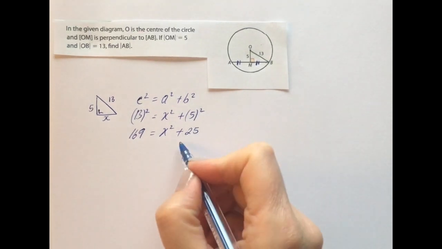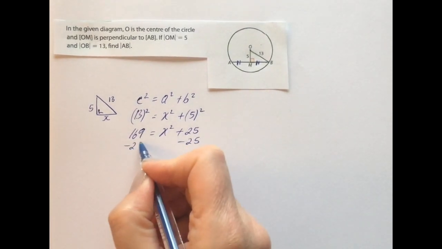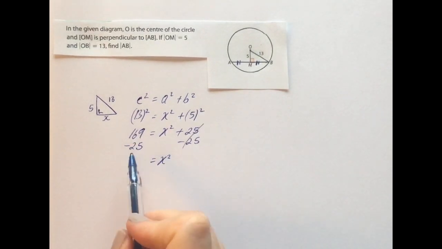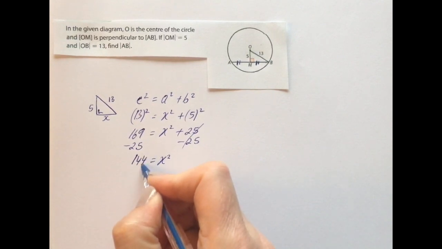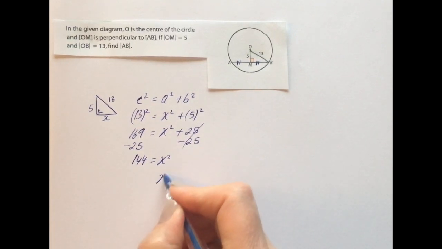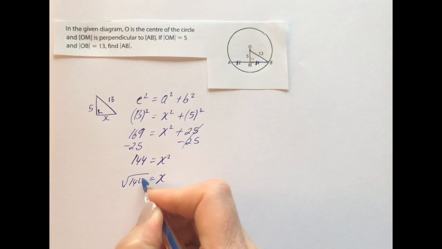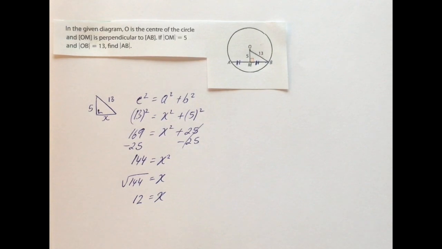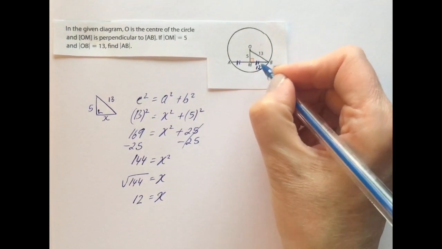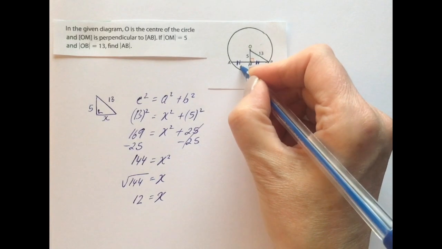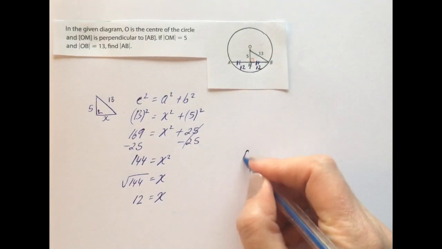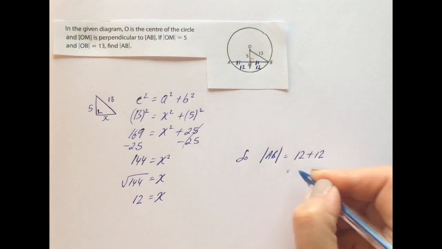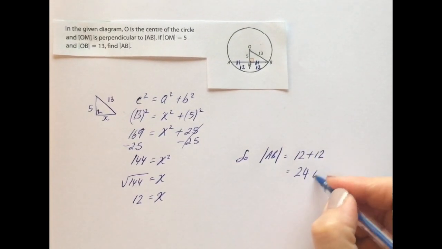Now, I'm going to take away 25 from both sides, and that will give me the x squared on its own. And 169 take away 25 is 144. And now to get from an x squared to an x, I'll square root 144, and that will give me 12. So now I know that this length here is 12, and of course this length here must also be 12. So the length of AB is going to be 12 plus 12, which is 24 units.